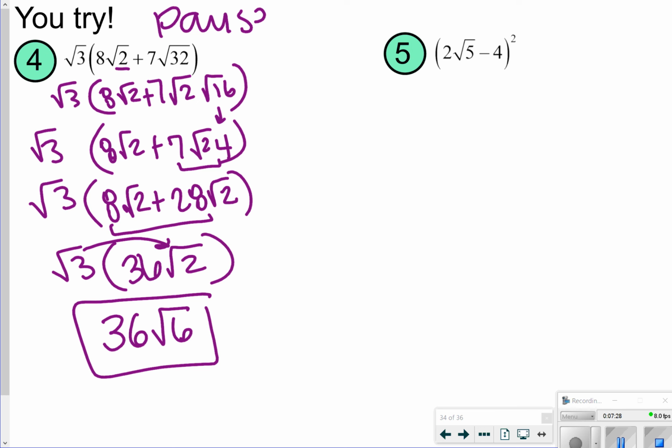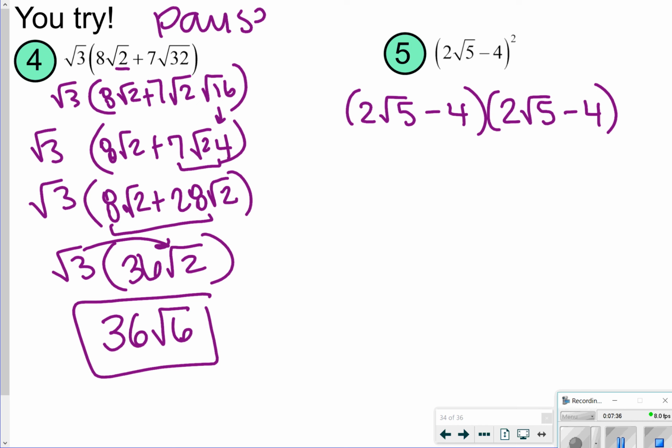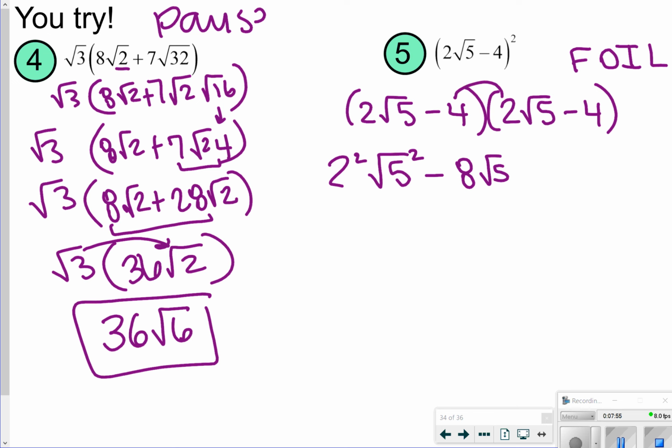For number 5, we want to go ahead and write this in expanded form. So that's what I'm going to do here real quick. And then what I'm essentially going to do here is FOIL, similar to what we learned back in chapter 7. So when I FOIL, I'm going to get 2 squared times the square root of 5 squared minus, then I'm going to do 2 times negative 4, that's minus 8 square root of 5, and then another inner minus 8 square root of 5, and then negative 4 times negative 4 is a positive 16.